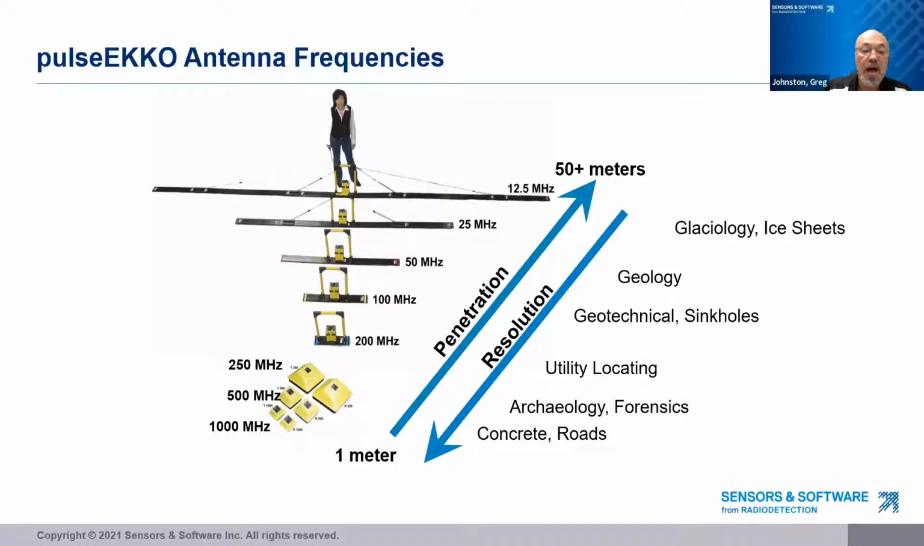And the very high resolution applications, like scanning concrete for rebar, imaging a few inches in roads to look at the thickness of asphalt and that sort of thing, are going to use very high frequencies, like 1,000 megahertz. So you can see that applications tend to be tied to different frequencies because they vary by depth and they vary by target size.